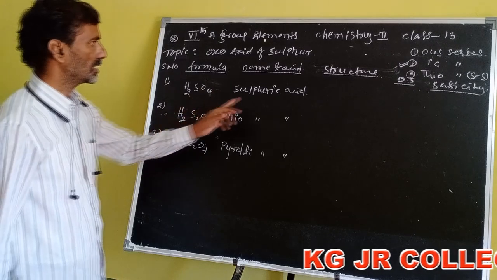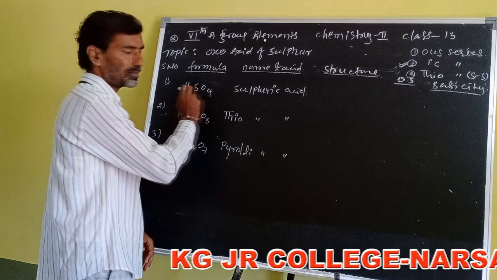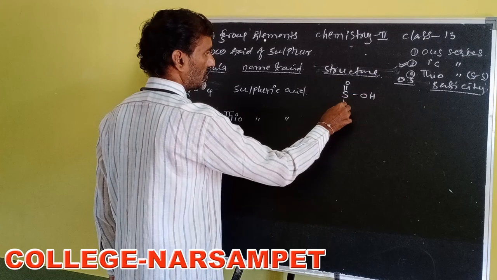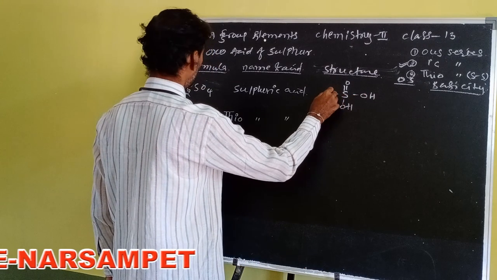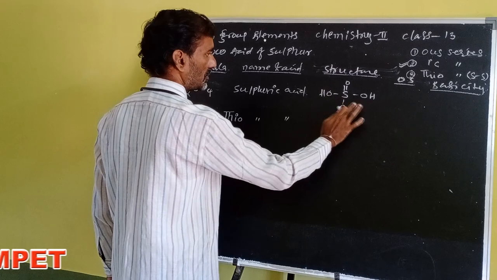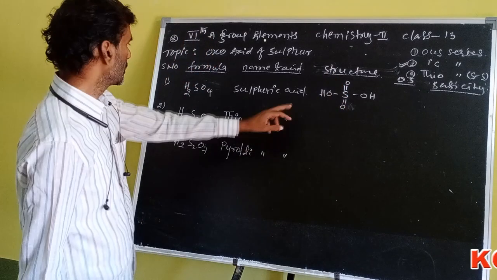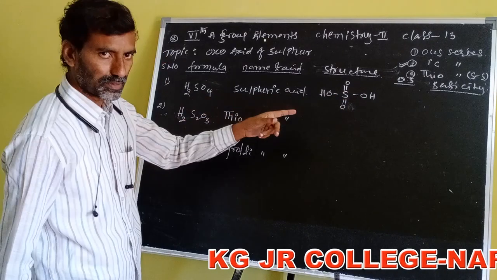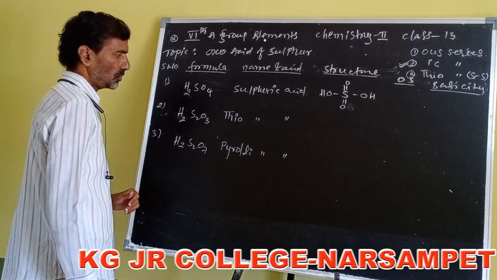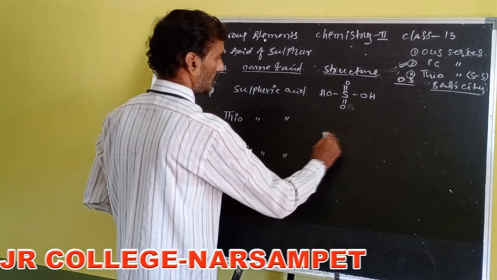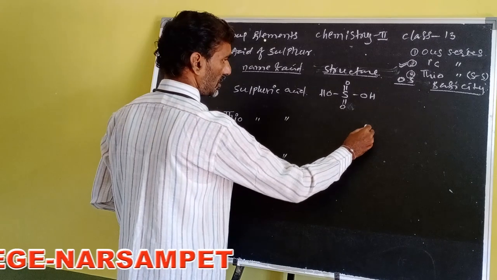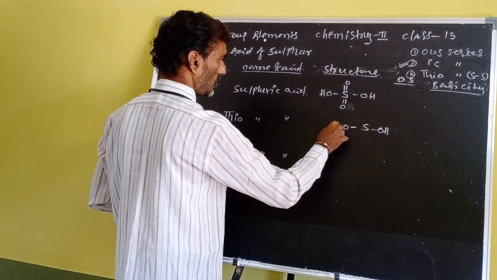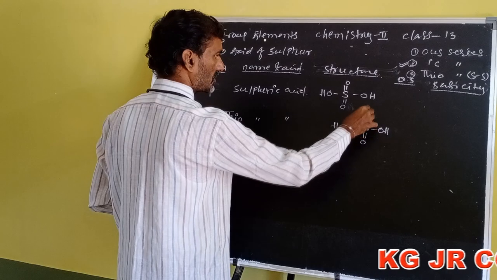Sulfuric acid structure: central atom sulfur, S double bond OH, OH, and OH, sorry, double bond O. 2 hydrogens, 4 oxygens, 1 sulfur. Next, H2S2O3, thiosulfuric acid. So here, sulfur, OH, OH, with the double bond oxygen, with the double bond sulfur.